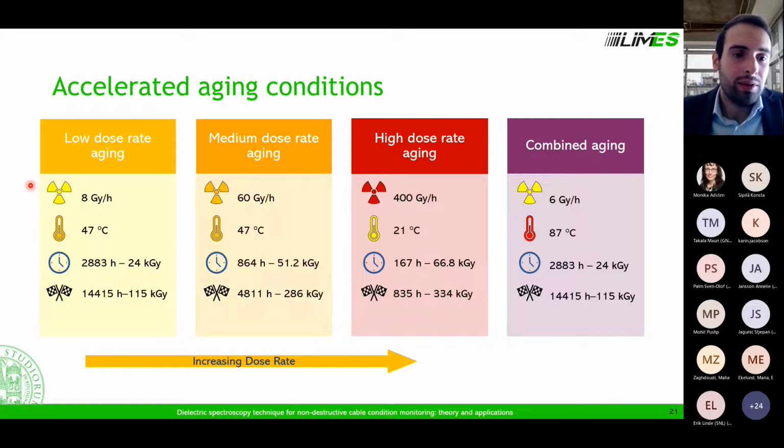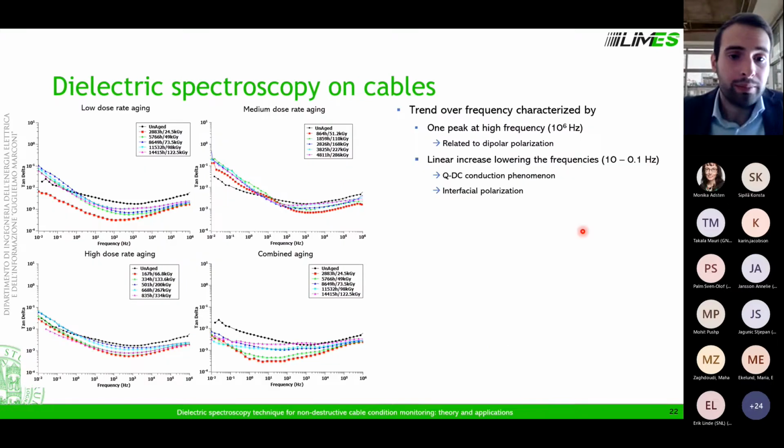Here there are some characteristics of the accelerated aging process we have performed inside the Team Cables project. We have 4 different aging conditions, 3 of them at room temperature with dose rate ranging from 8 grays per hour up to 400 grays per hour, and then a combined aging with low dose rate and higher temperature. These are the results coming from the coaxial cable for the 4 different aging conditions considered.